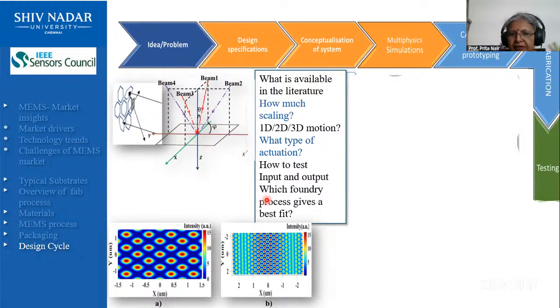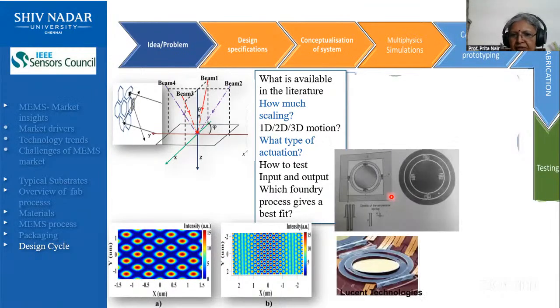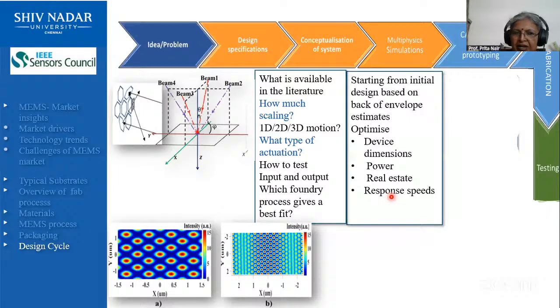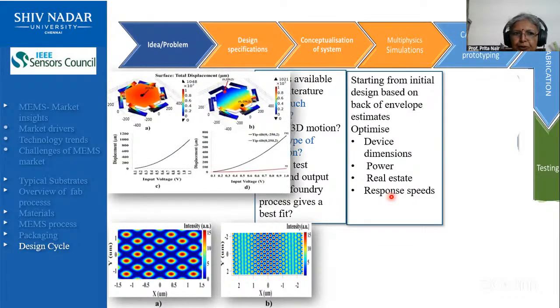Then you look at how to do that. Do I need a 3D motion? What is available? Which foundry will I give it to if I don't have a fab access in my place, right? So you will start about what is available, 2D or 3D. Okay, if you want to do 3D, then how will I go about doing it, right? So starting from the initial design, you will start with the dimensions, power requirements, how much area it will take. So that's how we started doing this, right?